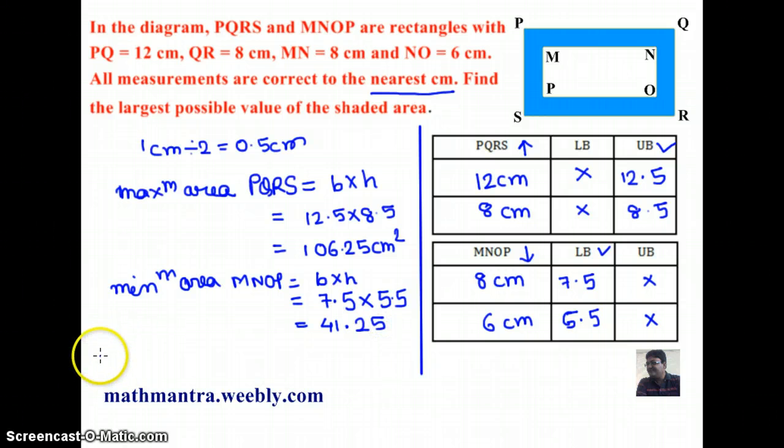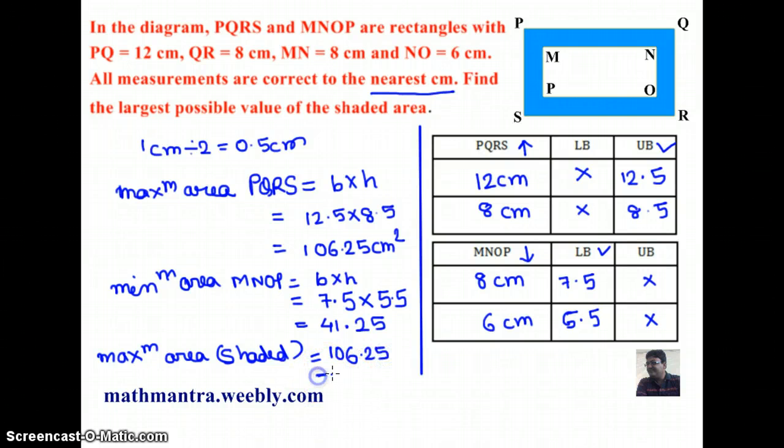So the largest possible area of the shaded region, or the maximum area of the shaded region, will be the difference of these two. So 106.25 minus 41.25, and that comes out to be 65 centimeters square. That's it.